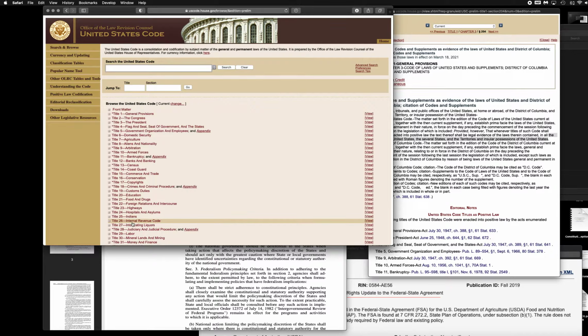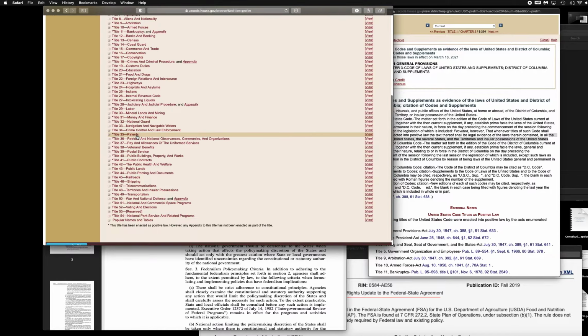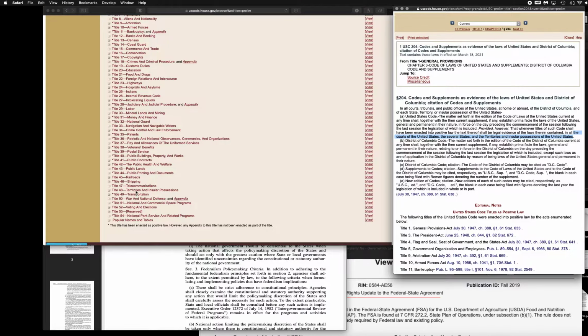Indians. Oh, look, Internal Revenue Code. Intoxicating liquors, labor, mineral lands and mining, navigation and navigable waters, crime control and law enforcement, the public health and welfare, public lands, railroads, telecommunications, territories, and insular possessions are not laws. So what did it say over here about the United States? Territories and insular possessions are not laws.